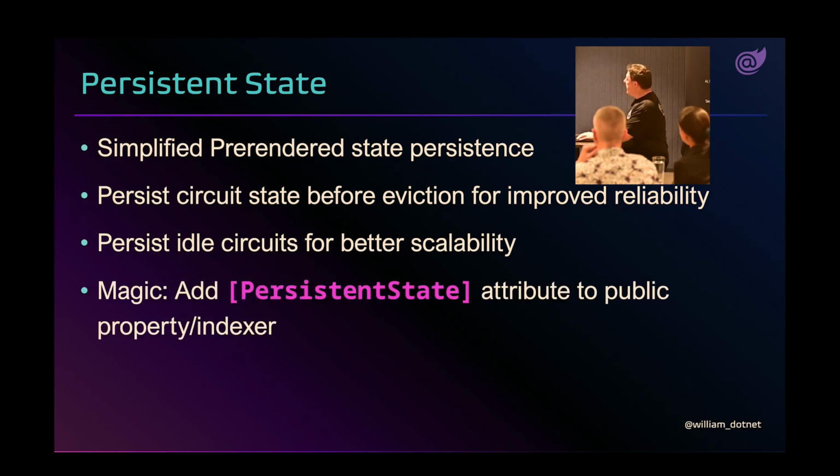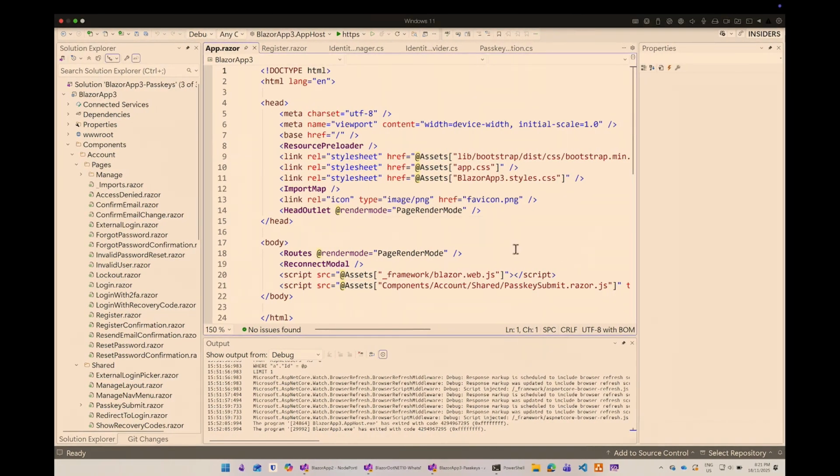So the magic that we require is just to add a persistent state attribute to a public property or an indexer. So I'll show you what that looks like, if the Mac thing would go away.